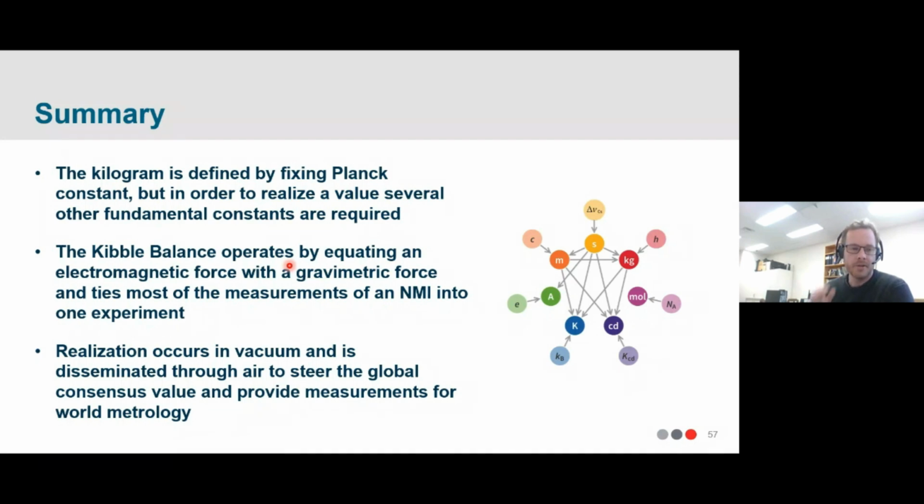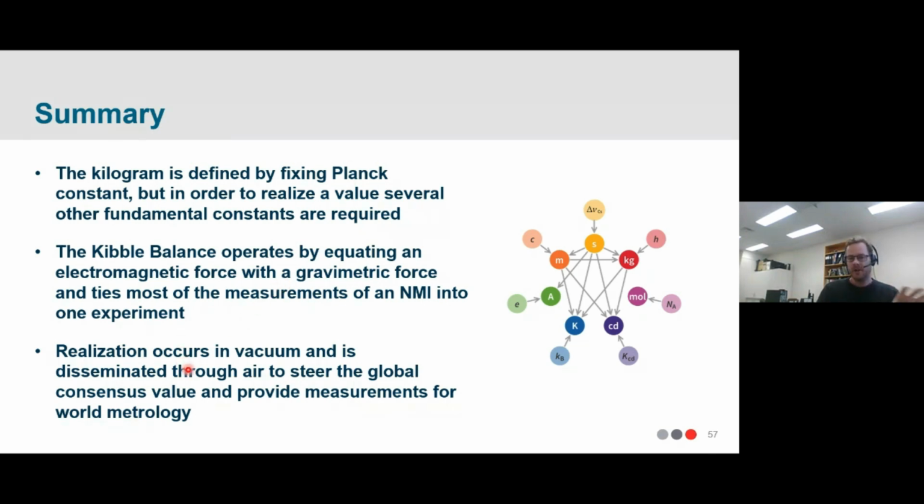And so now, to summarize, the kilogram is now defined in terms of Planck's constant, but in order to realize the kilogram, we need to have a whole bunch of other constants fixed that we can use to realize the value. The Kibble balance uses those constants by equating a gravimetric force to an electromechanical force, or an electromagnetic force. And that, in fact, takes almost all the primary measurements of an NMI and combines them into a single experiment. So you really have to know a lot about every aspect of what an NMI does to understand the science, to integrate everything at the same time.